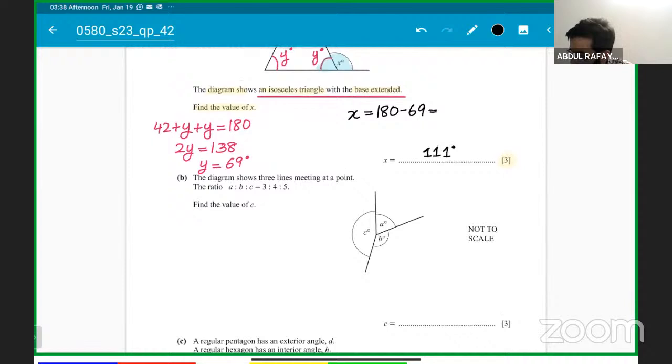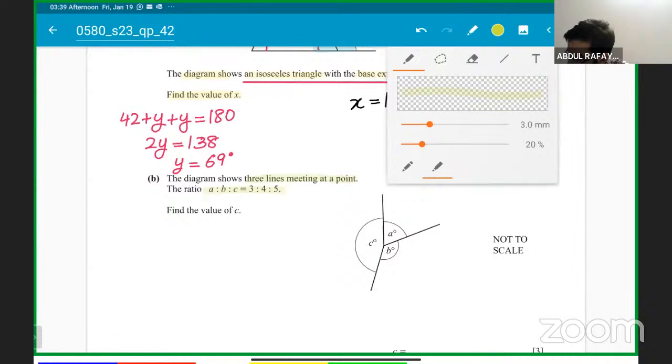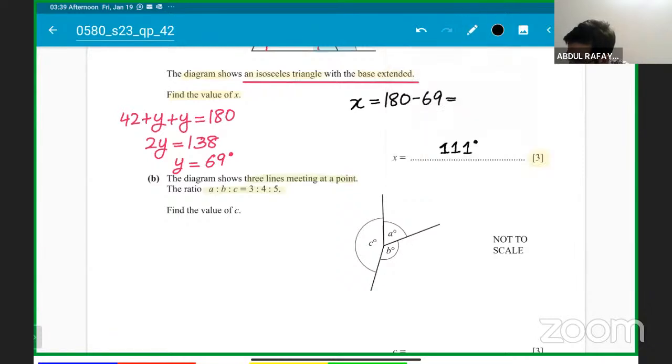Next question we have is the diagram shows 3 lines meeting at a point, the ratio. The diagram is showing 3 lines that are meeting at a point, the ratio is A is to B is to C. We have to find the value of C. So it's very simple. Whenever you have the ratio question, sir, it will be A plus B plus C. All of the angles will add up to 360 degrees. So A plus B plus C is 360 degrees, which is equal to how many ratios? That is 3 plus 4 plus 5.